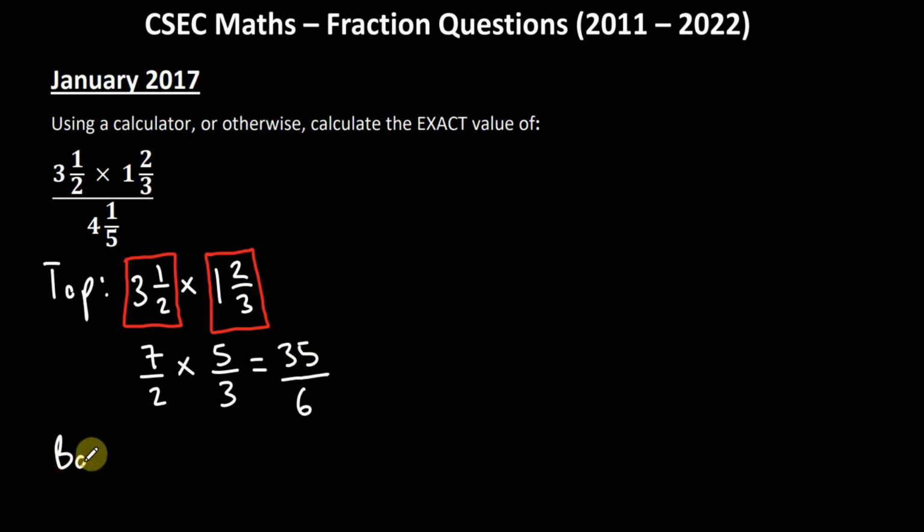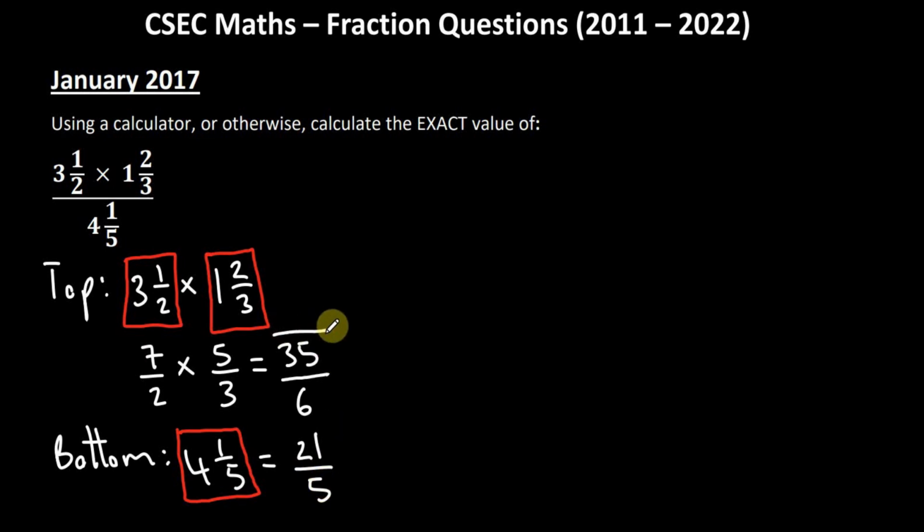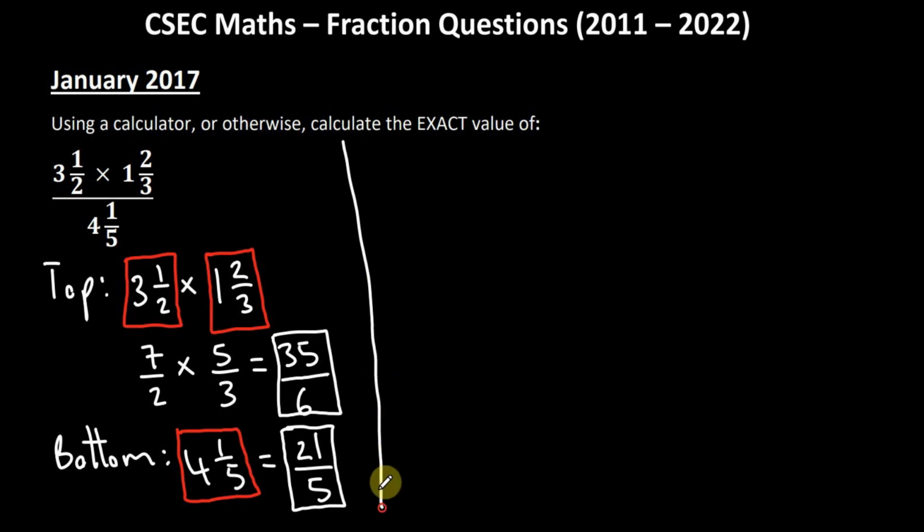Now I'll look at the bottom, what we have in the denominator. So I have 4 and 1/5. And the most I can do with this, guys, is to convert it to an improper fraction. So 4 times 5, that's 20, plus 1, that's 21 divided by 5. So that's what I got for the top, and this is what I got for the bottom. So I'm going to continue on this side.